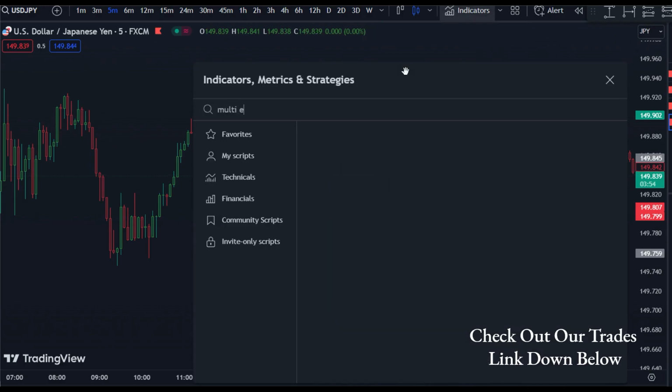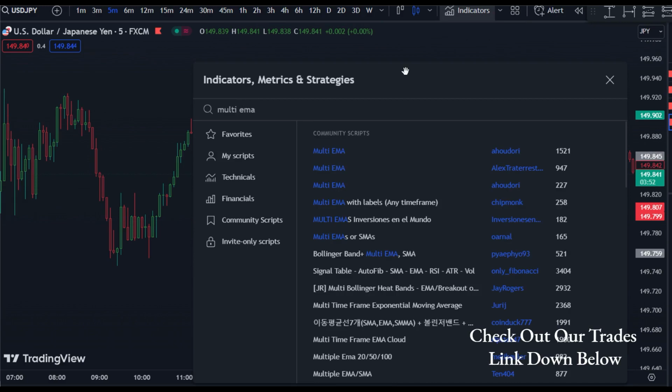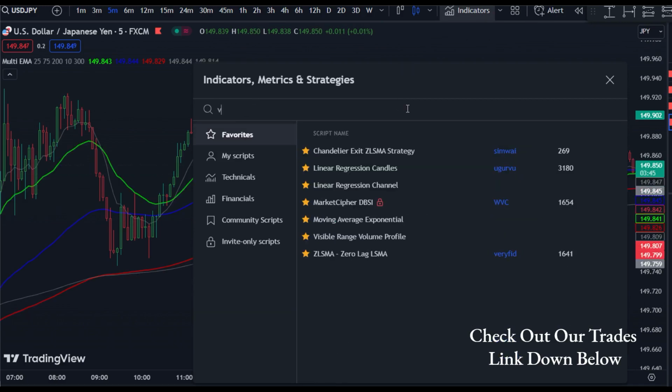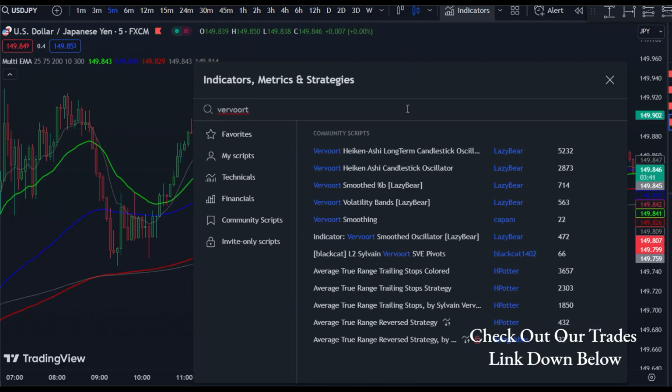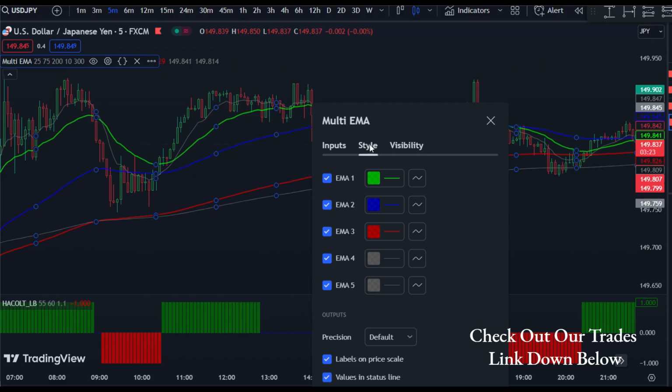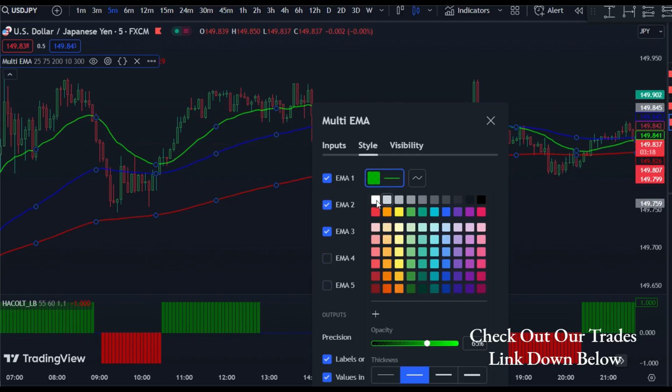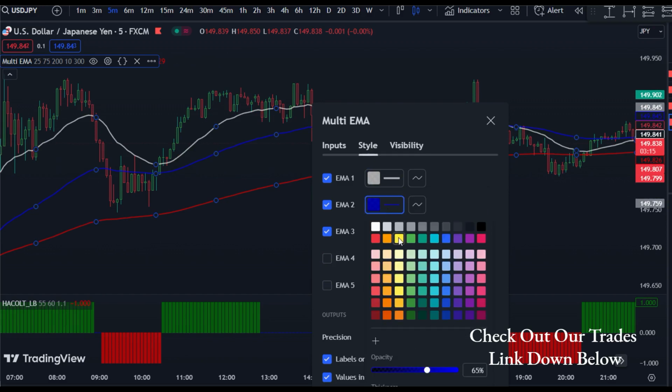The first indicator that we're going to be using is the multi-EMA. The second indicator that we're going to use is the Vervoort Heikin-Ashi long-term candles. It's going to be the very first one. We're only going to be using 3 different indicators for the EMA, so we're going to uncheck number 4 and 5. Also feel free to change the colors to your preference.